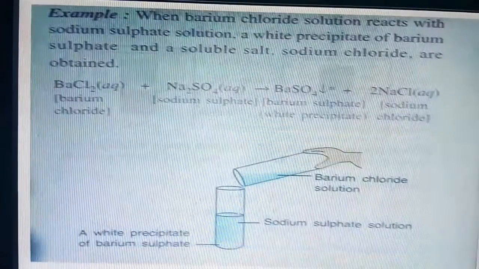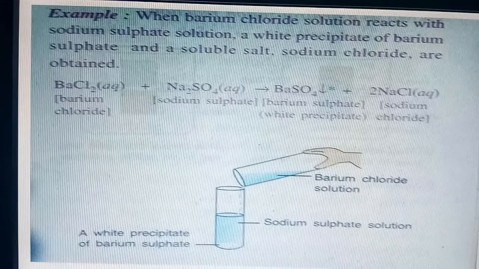Okay, then let's see examples. When barium chloride solution reacts with sodium sulfate solution. So I am saying a solution of the compound barium chloride and a solution of the compound sodium sulfate. When these two are mixed, you can see here two test tubes are given. One test tube has sodium sulfate solution.